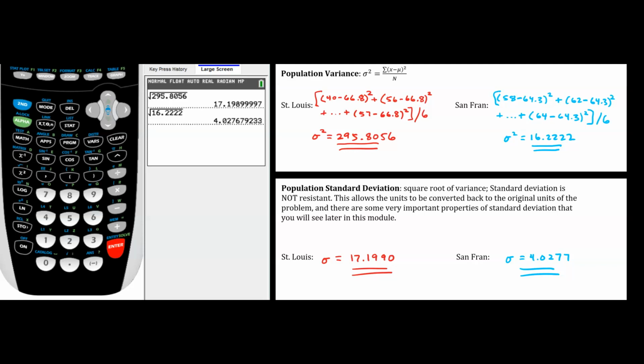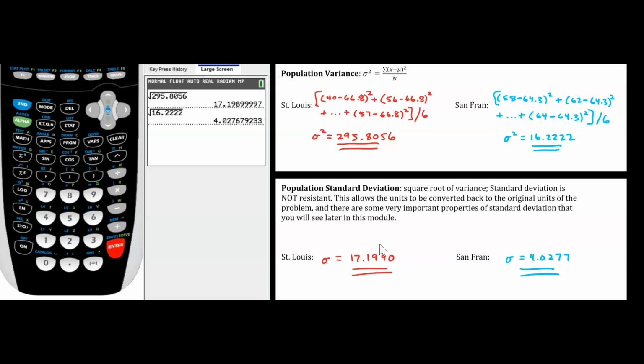And just to give you a glimpse of what that's like, take a look at the St. Louis standard deviation. So we would say that one standard deviation in the St. Louis data set was 17.1990. Let's just round and say it's about 17. So if one standard deviation would be 17, then 2 standard deviations would be 34. And so one of the big ideas that you'll see is that the majority of our data should be within 2 standard deviations of the mean.